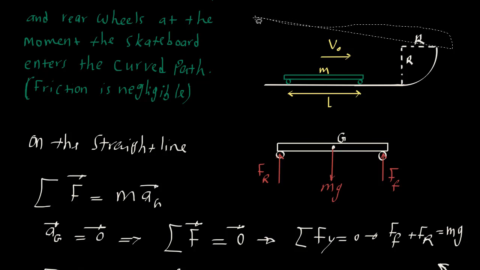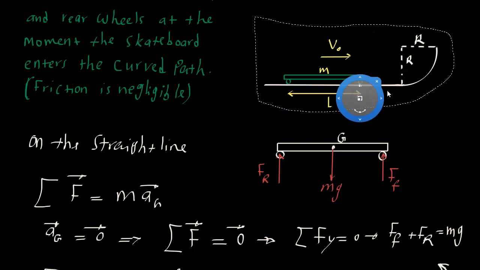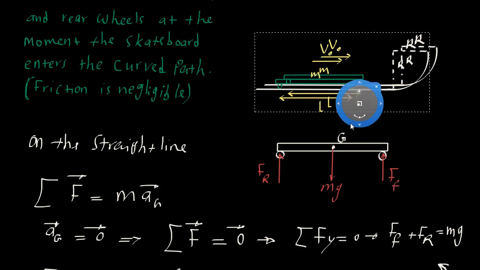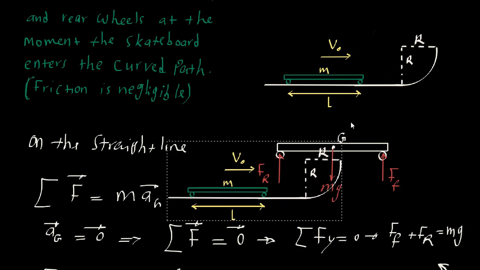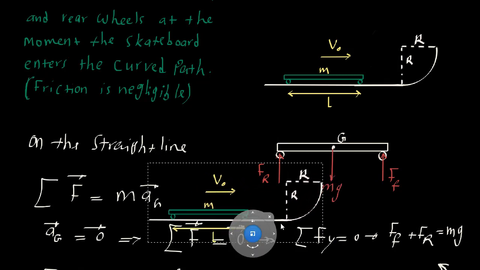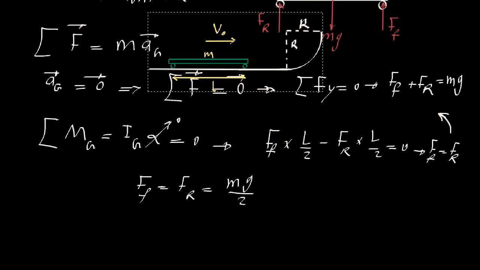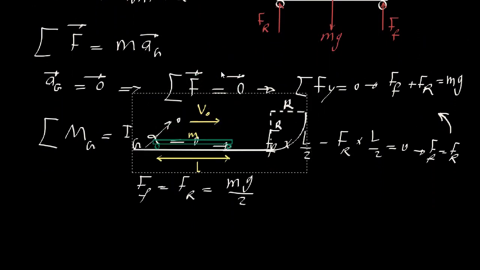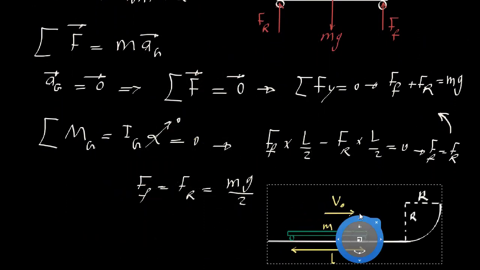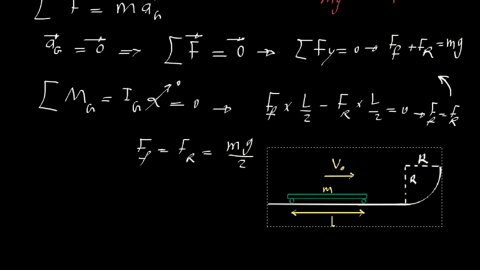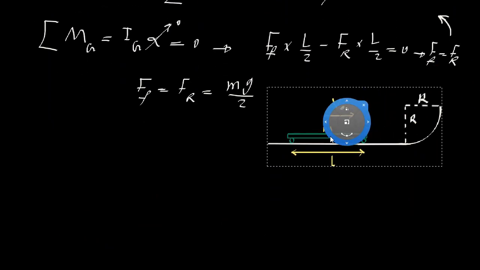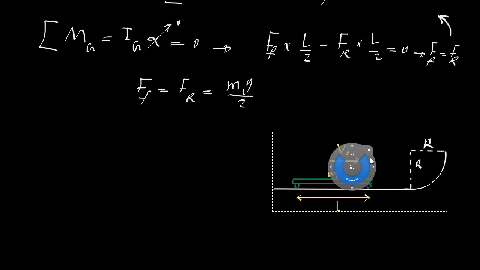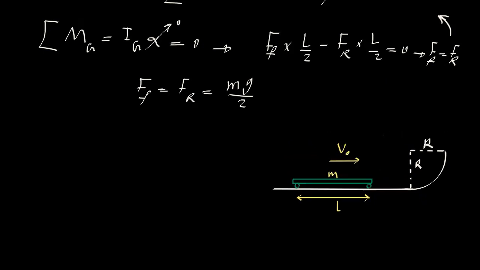This is actually a good example to check your intuition to see what happens when the skateboard enters the curve path. What happens specifically to the forces at the front and rear wheels? Do they increase? Do they decrease? Does one of them increase, one of them decrease, or what happens? If you think about it, that's a good test for your intuition.